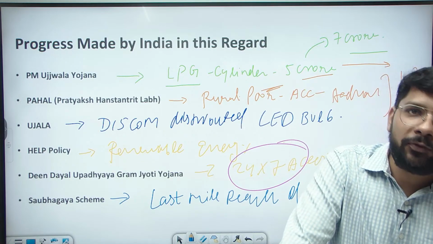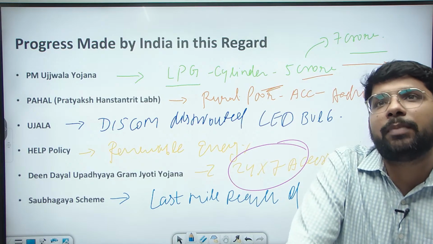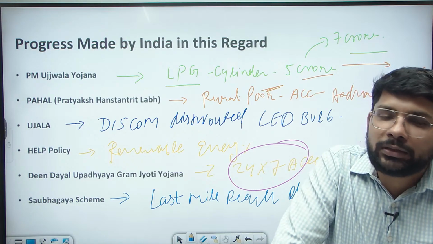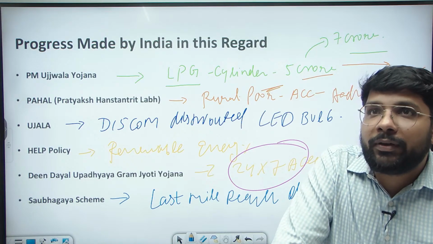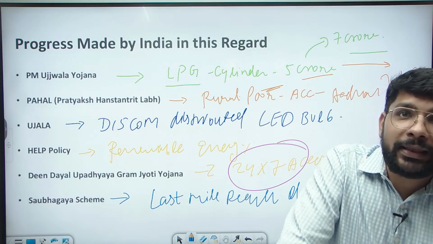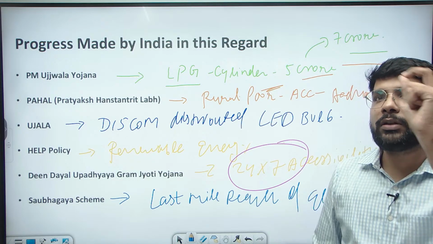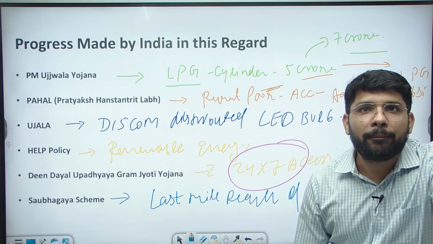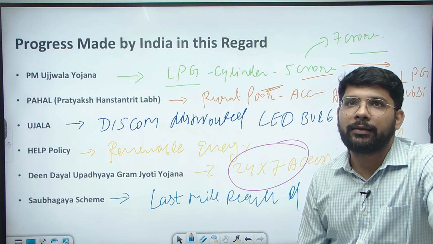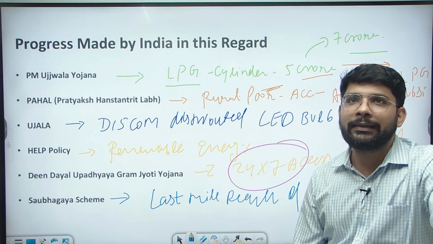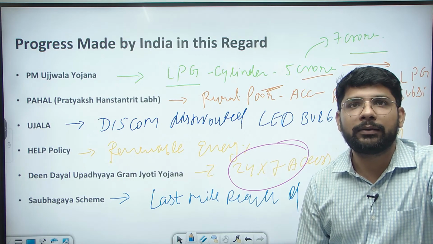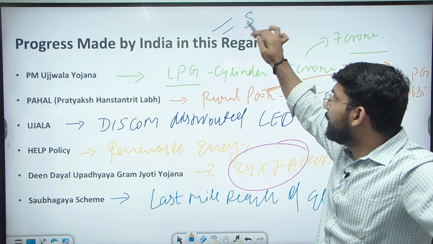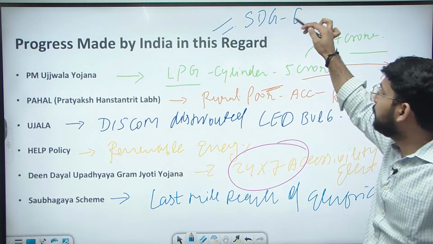The Ujjwala Yojana is specifically about the DISCOMs distributing LED bulbs to the consumer. Health policy, the government is focusing on hydrogen-related energy and specifically renewable energy. Deen Dayal Upadhyay Gram Jyoti Yojana is focusing on the 24/7 availability of energy. And the Saubhagya scheme is the last mile reach of electricity to each corner of the country. That's the Saubhagya scheme. So these are the initiatives taken by the government of India for SDG 7, specifically for energy.